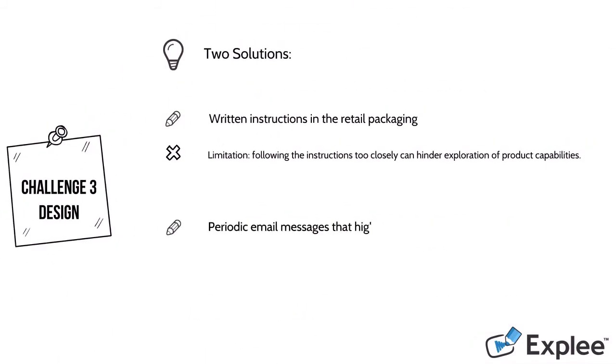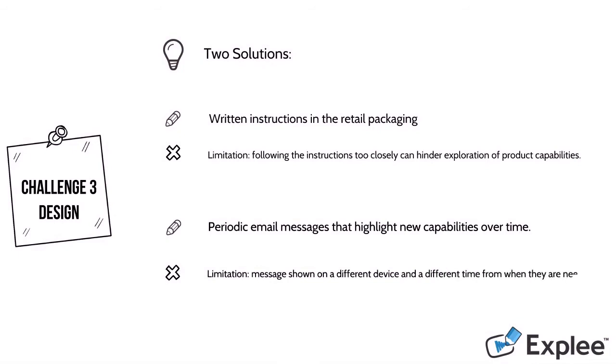Secondly, email messages highlighting new capabilities are sent to the user periodically. It helps relieve the new skills and reinforce existing skills, but they are shown on different devices and at different times. The in-situ recommendation of skills based on the current task is recommended because it is effective to help users discover valuable skills when it is most needed.